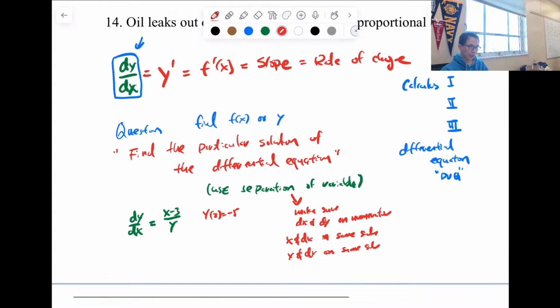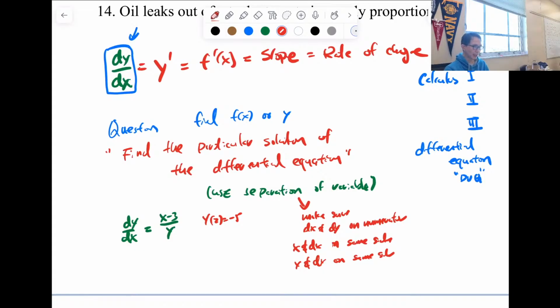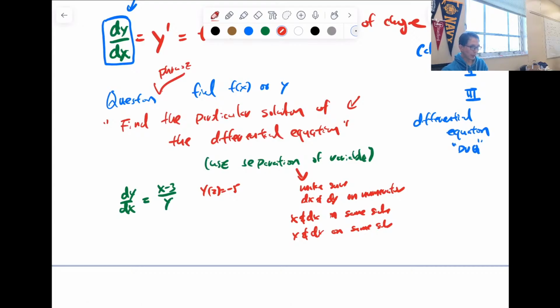Usually the question phrase is going to be find f of x or y, or in more FRQ it's usually like this: find a particular solution of the differential equation using separation of variables. Do they have to say using separation of variables? No. But they usually say find the particular solution of the differential equation, or they can just say find the function, which is y. Because you have a slope, you have to take the integral. When you use separation of variables, you make sure dx and dy are on the numerator, always.